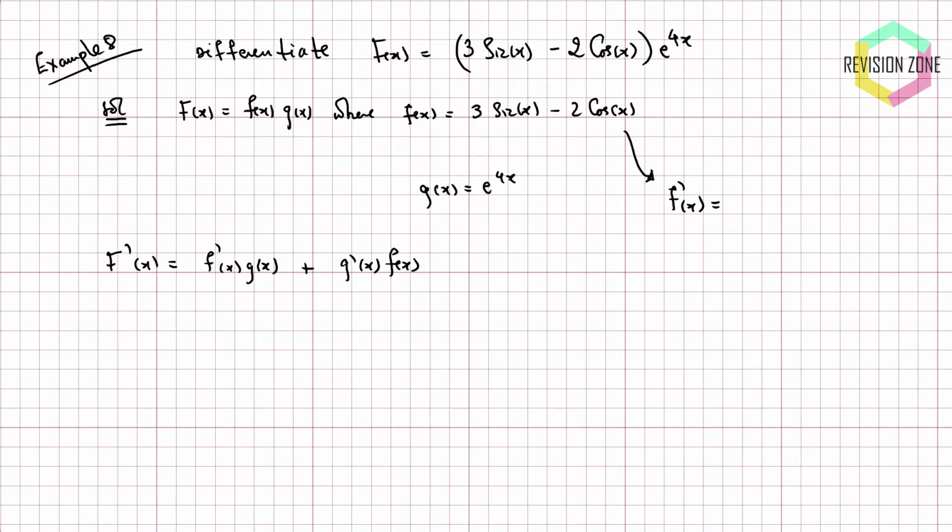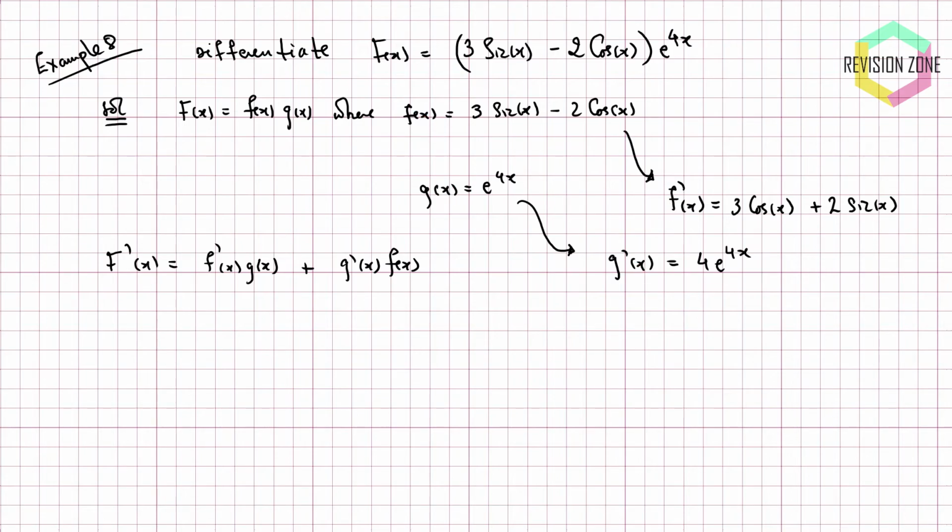So the derivative of 3 sine x is just going to be 3 cos x, because the derivative of sine is cosine, and the 3 just comes along for the ride. And the derivative of minus 2 cos x is going to be the derivative of cos is minus sine, and the minus 2 will come along for the ride. So minus 2 times minus 1 is going to give me plus 2 sine x. So we've managed to work out the derivative of f, and the derivative of g, of course, is very, very obvious. That's a standard exponential, so I'm going to get 4e to the 4x.